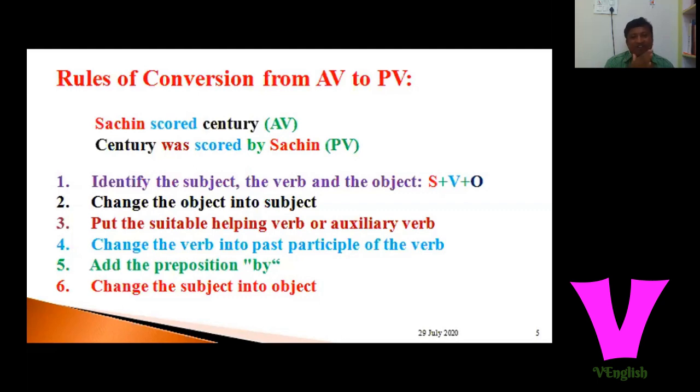When we convert a sentence from AV to PV, there should not be any change in the tense and number.